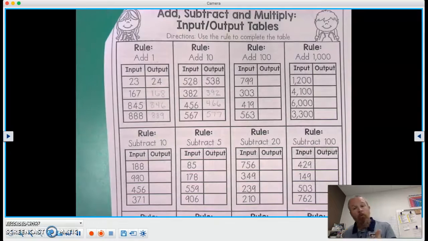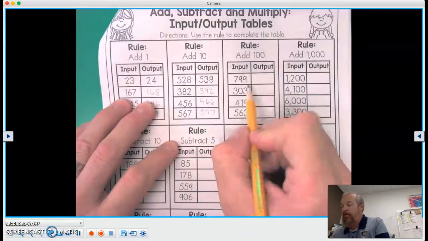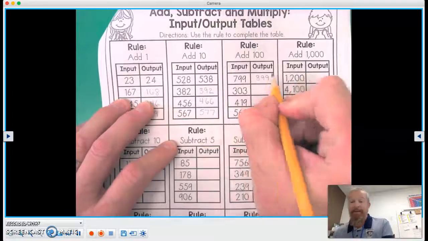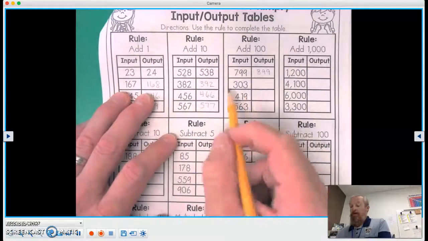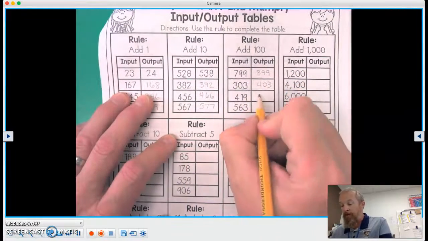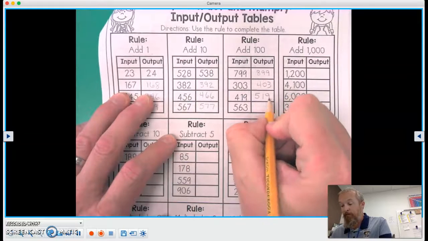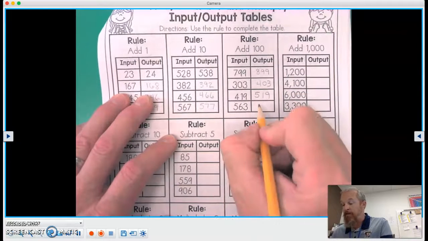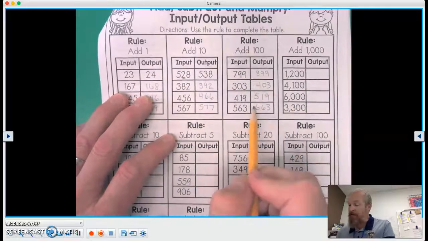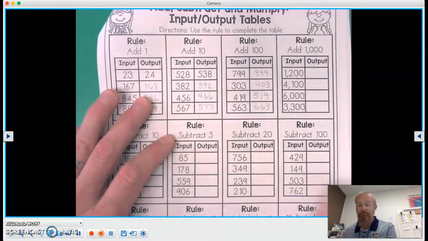Now we're going to add 100. Again, we're only counting by 1, just in the hundreds column. 799 we'll go to 899. 303 goes to 403. 419, 519. 563, 663. We're just adding 1 to the hundreds column.